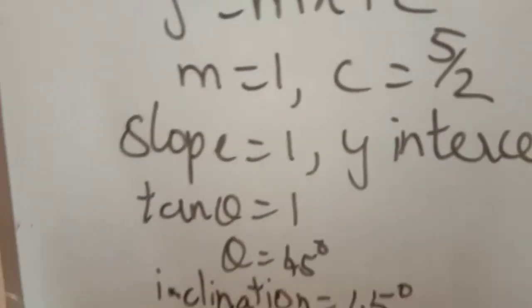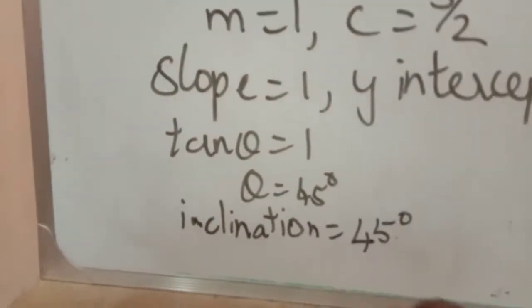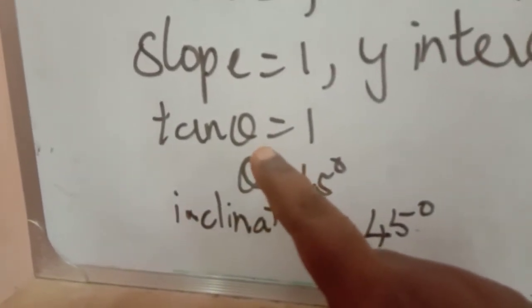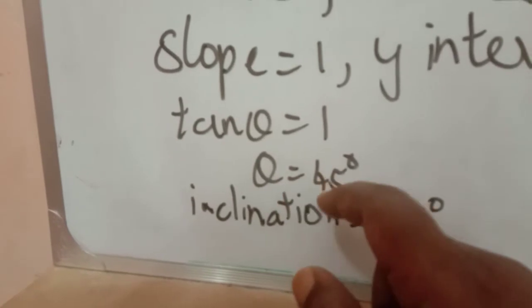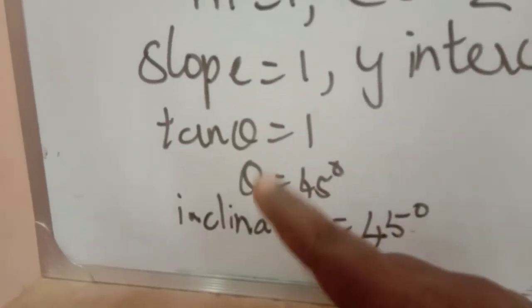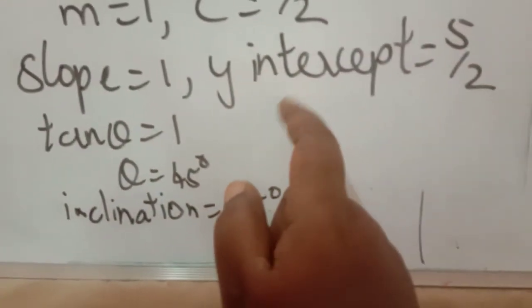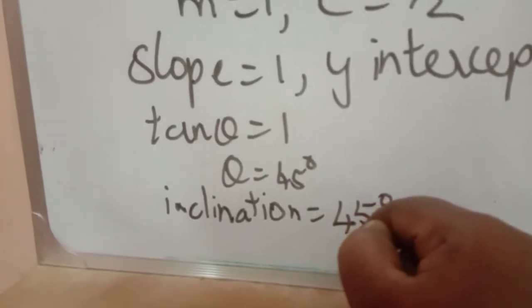Okay. Next we have to find the inclination, theta we have to find. So for that we are using the tan theta formula for slope. Tan theta, slope equal to 1 means tan theta equal to 1. So tan 45 only is 1, so theta equal to 45 degree. So slope 1, y-intercept 5 by 2 and inclination 45 degree.